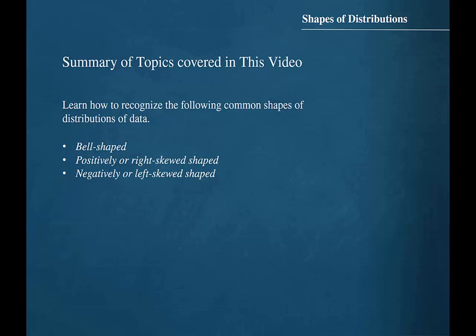In this video, we learned how to recognize the following common shapes of distributions of data: bell-shaped, positively or right-skewed shaped, and negatively or left-skewed shaped.